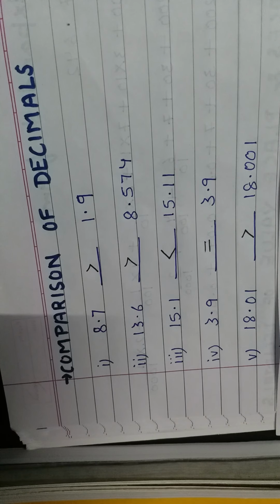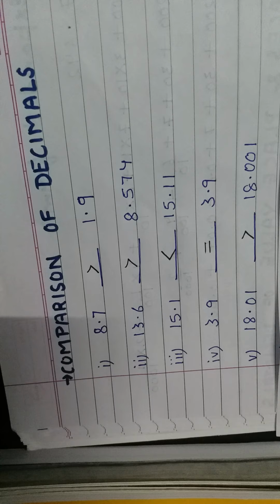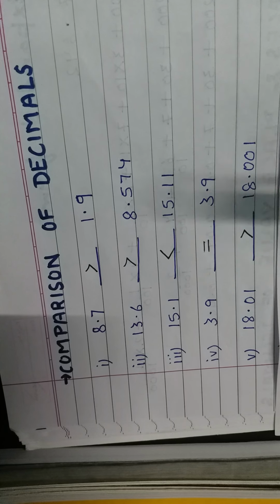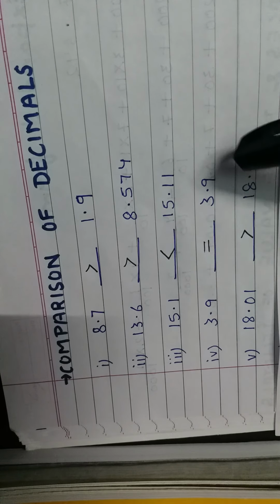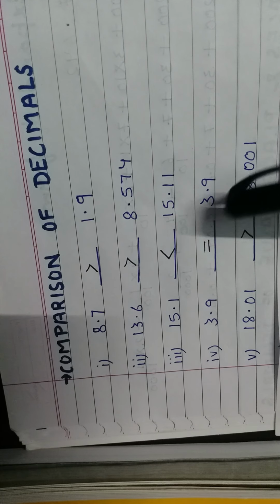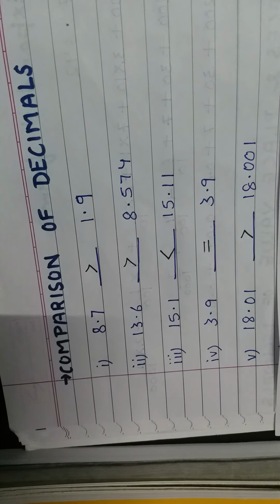Now let's move to the fourth one. In the fourth one, we have 3.9 and again the next one is 3.9. So both are equal. So the equal sign will come here. Let's see the last one.